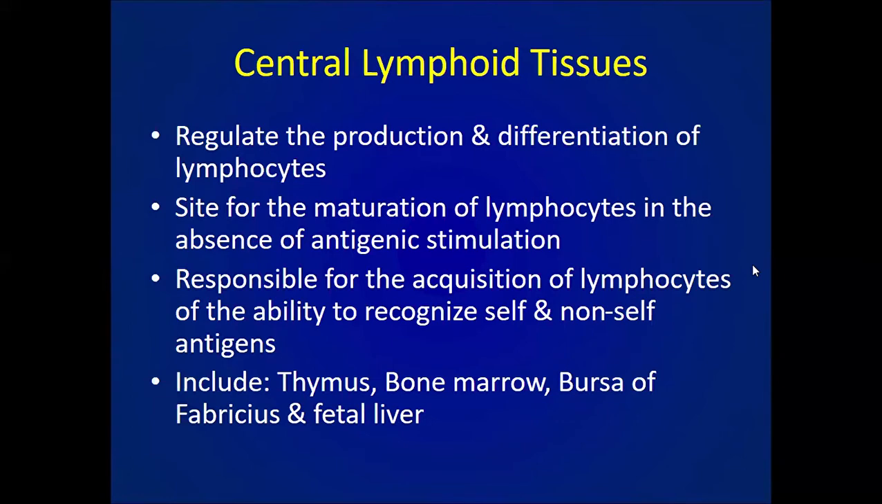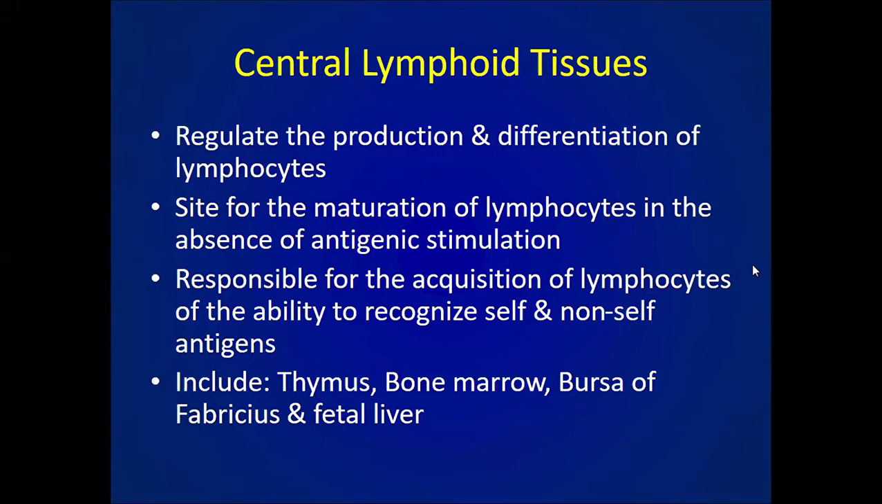So it is the site for the maturation of lymphocytes in the absence of antigenic stimulation. There is no need for the presence of the antigen for these lymphocytes to mature in the central lymphoid tissues. They are responsible for the lymphocytes' acquisition of the ability to recognize self and non-self antigens. This refers to the different populations of your T cells. The ability to recognize self and non-self is the function of the T suppressor cell.